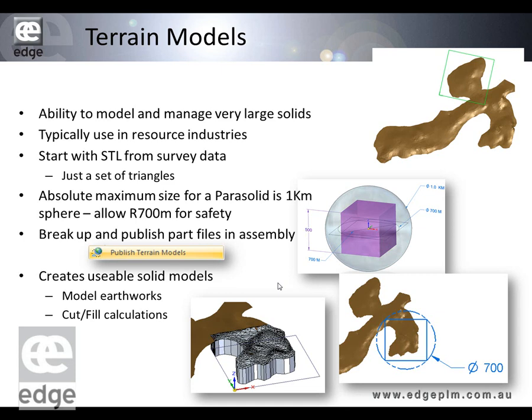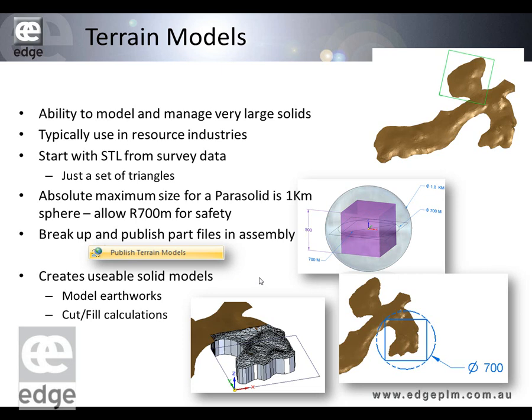What we'd do, in the resource industries, is get survey data in the form of an STL file. Those of you who have dealt with stereolithography files know that they're just bags of triangles. We can't actually do anything with them. So we need to convert this data into Solid Edge parts so that we can work with it and measure it. We need to break those up into less than these 1 kilometer spheres to be able to deal with them.